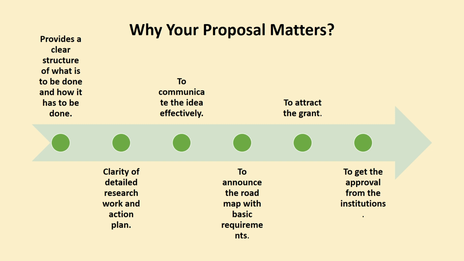Second is clarity of detailed research work and action plan. This is another very important thing. From the point of view of a researcher, a researcher should have a very clear idea of the research plan, what he or she is going to do, and what actions he or she is going to take. It is a must for a researcher to know, and a research proposal provides these things.